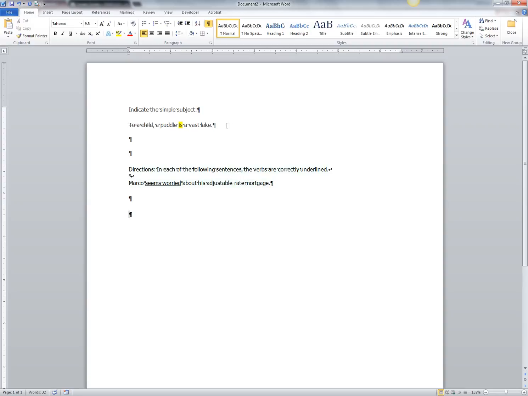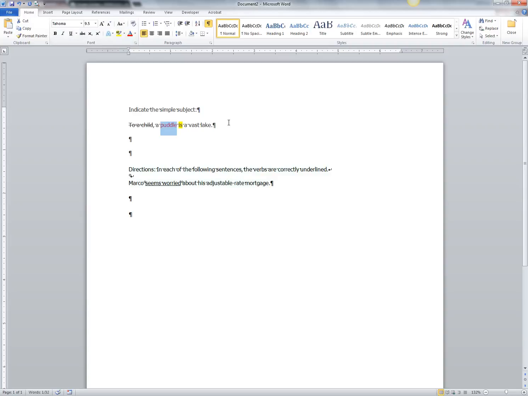Alright, I know that the subject can't be in a prepositional phrase. And so I've crossed that out. My subject is not going to be in that part of the sentence. So now I'm left with a puddle is a vast lake. Alright, I know that is my verb. And so to find the simple subject, I need to find what is. And so my answer is going to be puddle.